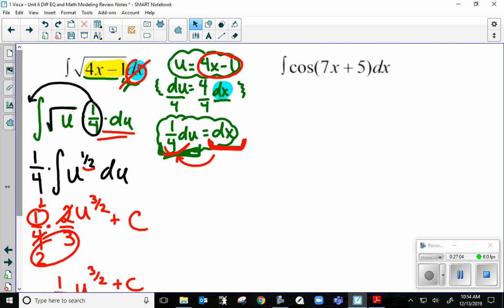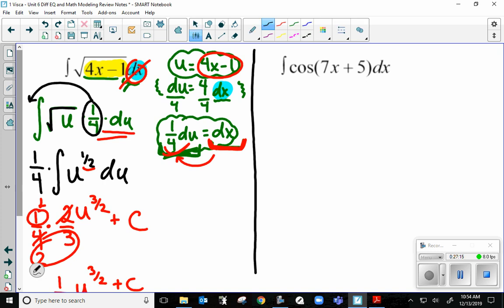Okay, big line, draw right there in the middle. So what can I make my u so that my derivative will be the derivative with either a number, there won't be any variables left? A variable would need to stay with the dx. So this is what I'm going to do. I'm going to make u 7x plus 5, because the derivative is 7 dx.